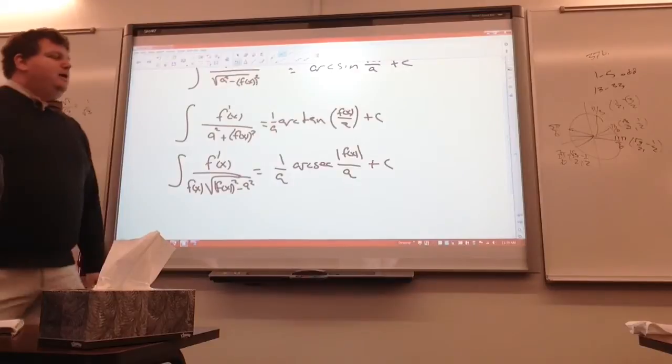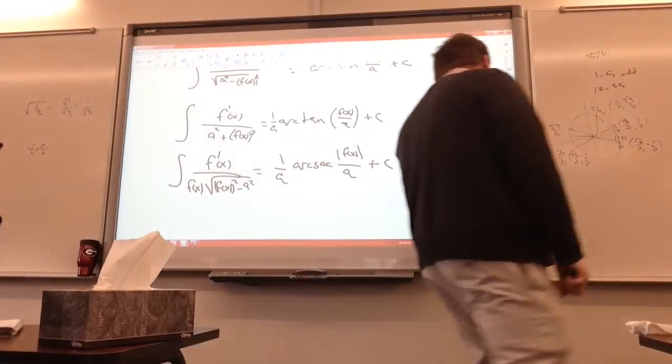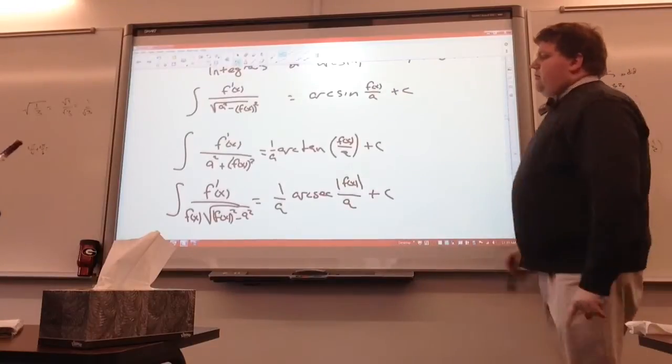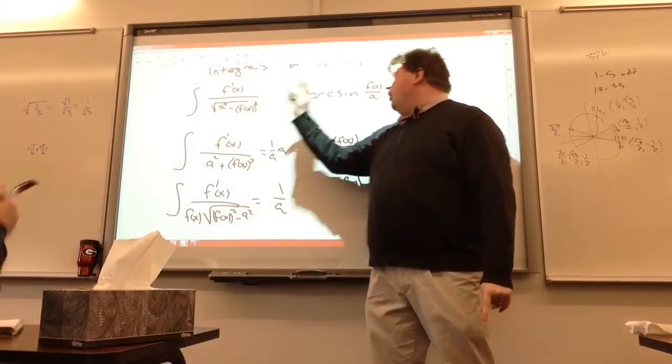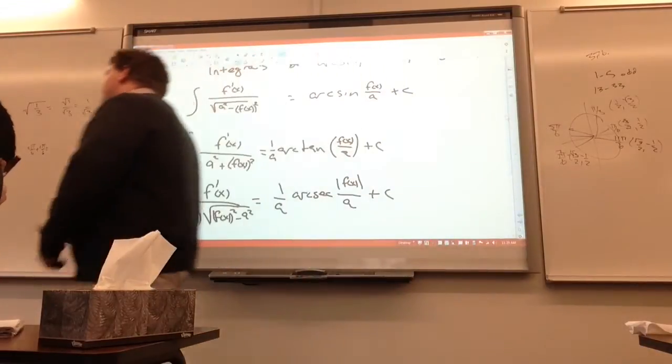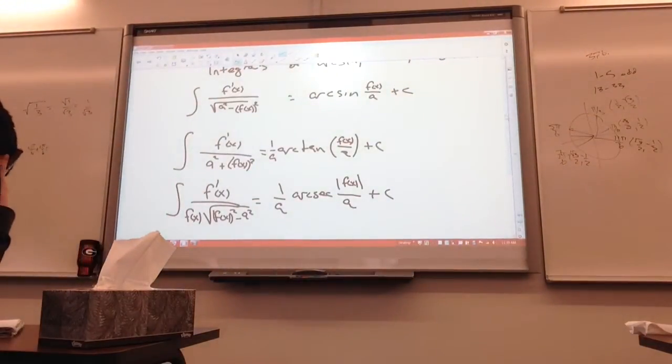I want to point out here though, I messed up the arc sine, so make sure you write it down correctly. It's an a squared in there. There's no 1 over a out in front for the arc sine. That's a good question. Why is there one? Question I should know. I don't know. I'm going to have to look that one up.